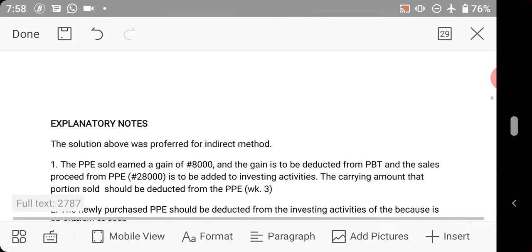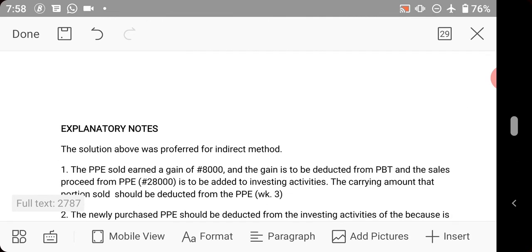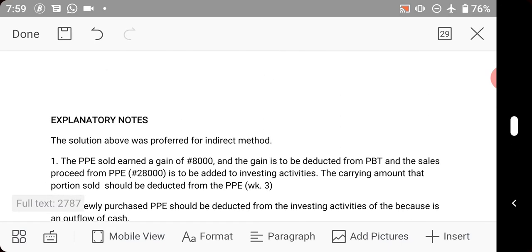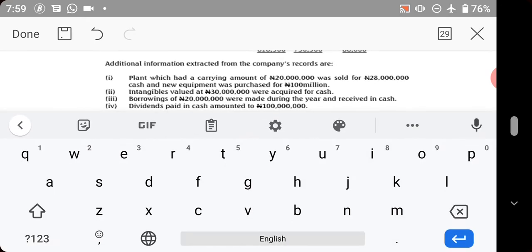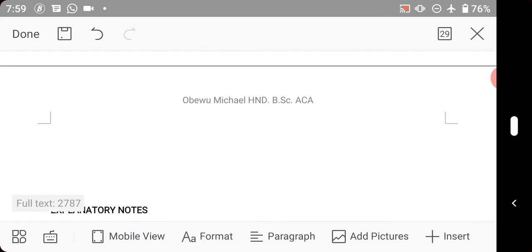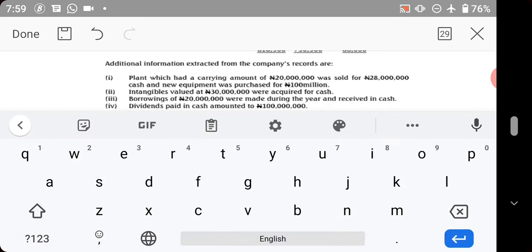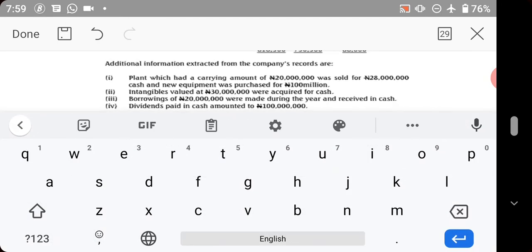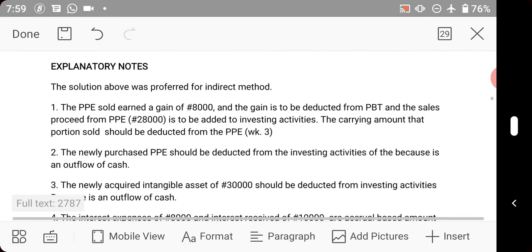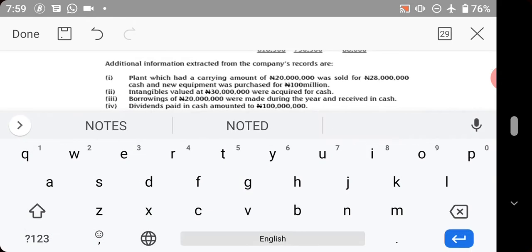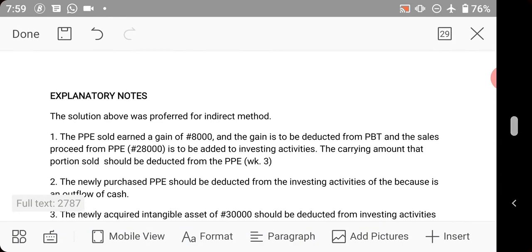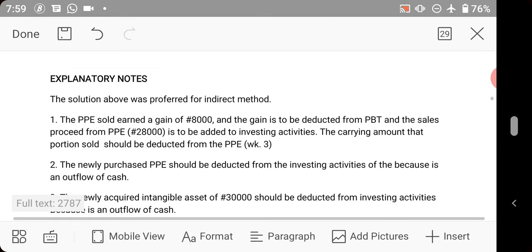Now, what I did first was to provide the explanatory notes. So the explanatory notes, the solution above, was profiled for the indirect method.